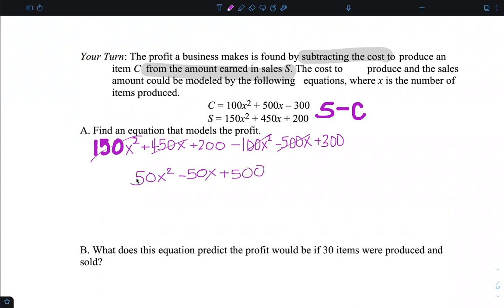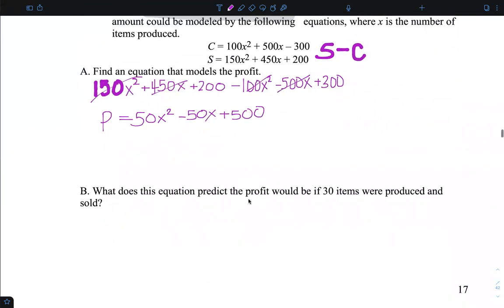And they said this was to represent the profits. I'm going to put equals P. We'll do P for profit. Okay. And now part B says, what does this equation predict the profit would be if 30 items were produced and sold? So I'm not going to write all this out, but what you would do is substitute 30 in for X and solve it.